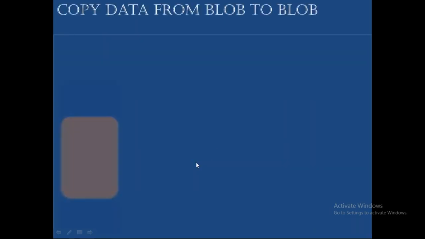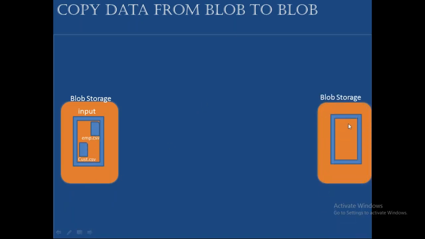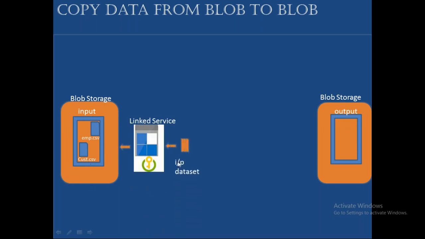Now, same thing. Let's say I have a blob storage. In blob storage, I have an input container. In the input container, I have emp.csv. Next, I have cust.csv. I have two CSV files that I want to move into another container in the same blob storage, the output container. So for that, first create a linked service to the storage, then extract these two files. Just refer to this particular input container. Reference is nothing but you are creating the dataset.